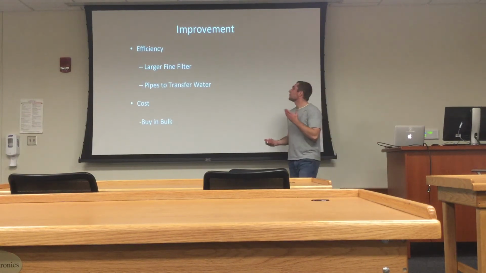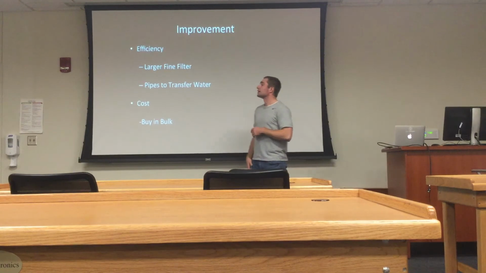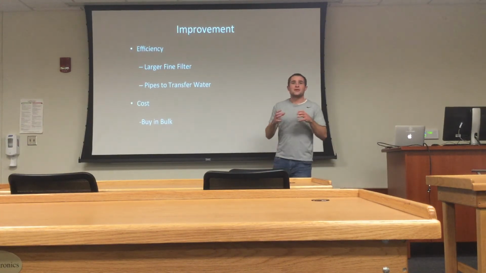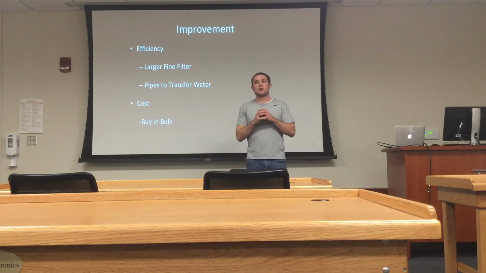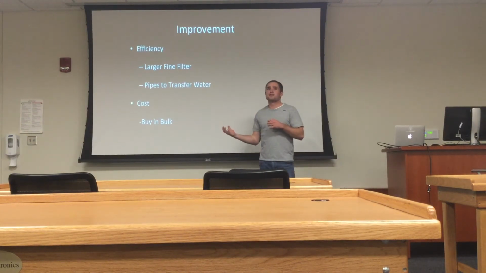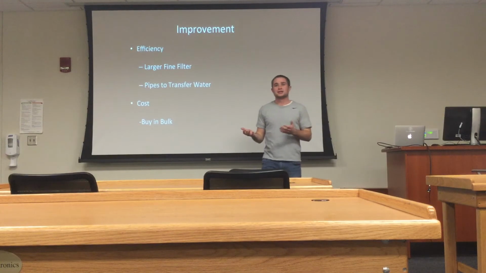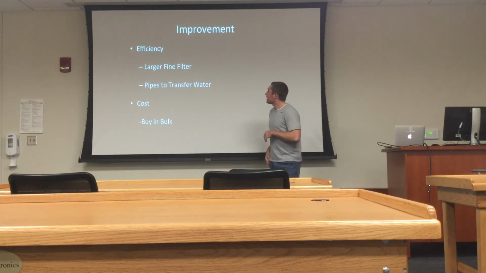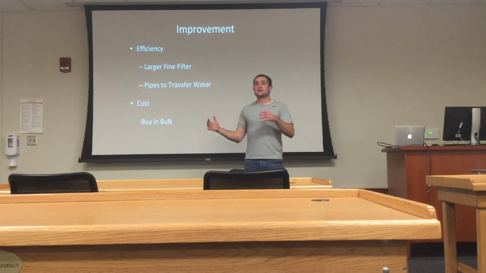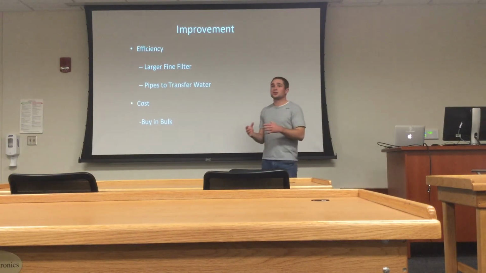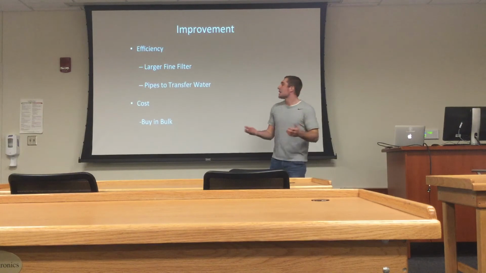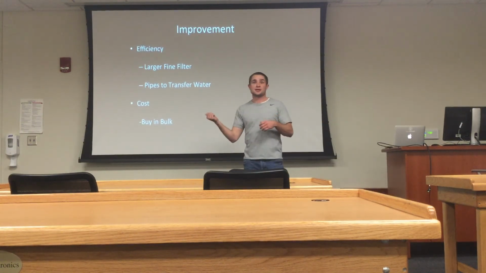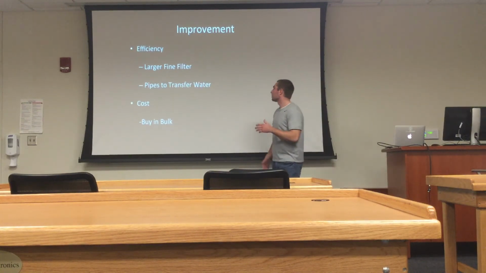So where can we improve? Definitely our efficiency. A large fine filter would have been huge, because the fine filter we got was very small. It was basically meant for your own personal use, not really treating a bunch of water. So a large fine filter would have reduced a bunch of time. And also transferring from tank to tank was tough. We had to use beakers, we had to use cups. If we would have had pipes to transfer the water from tank to tank, from mixing tank to our cooler, it would have gone a lot quicker.